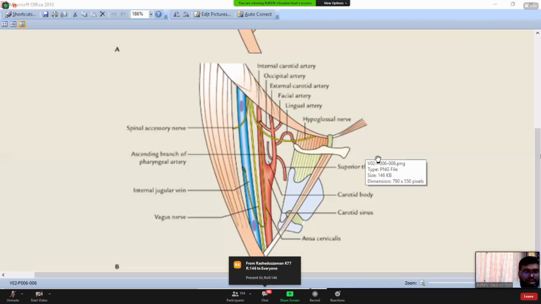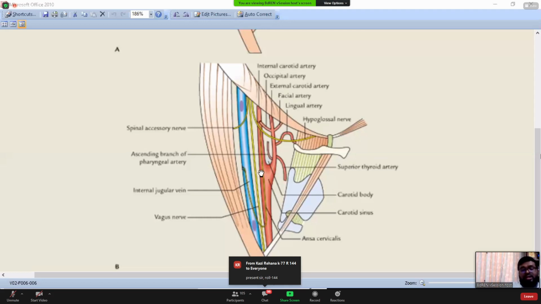Rest of the structures are what? So we have said that this is the common carotid artery, external carotid artery, internal carotid artery, and there are 5 branches. Next, carotid sinus and carotid body. Next, the last 3 are cranial nerves.